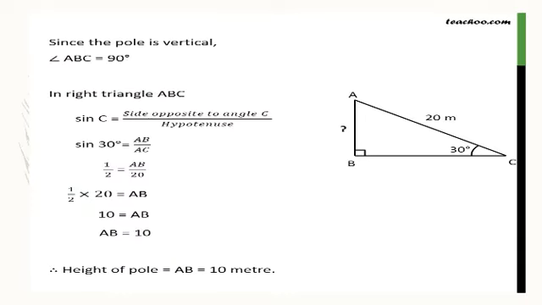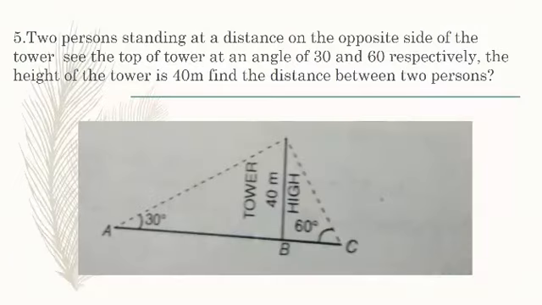If you fix the 10 meter pole on the ground and stretch 20 meter rope from the top of the pole to the ground, that makes 30 degree. It is a 10 meter pole. Is it clear? So let us move on to the next problem.